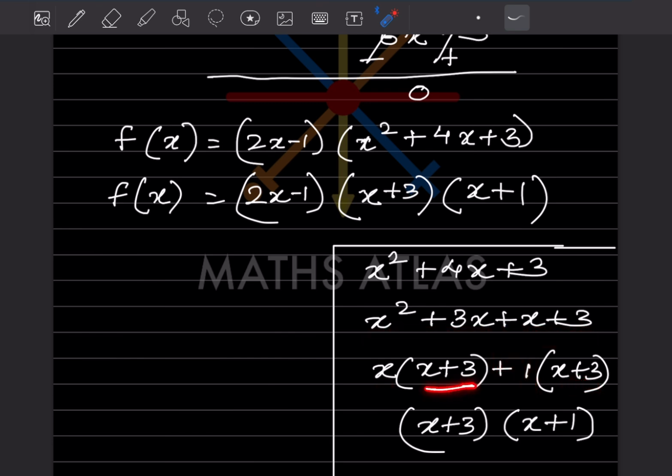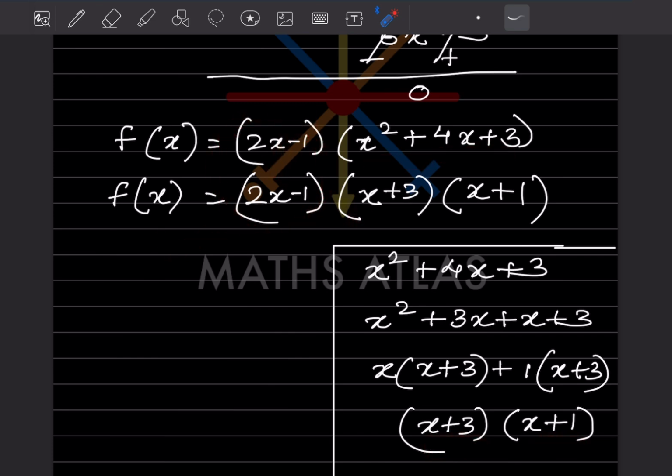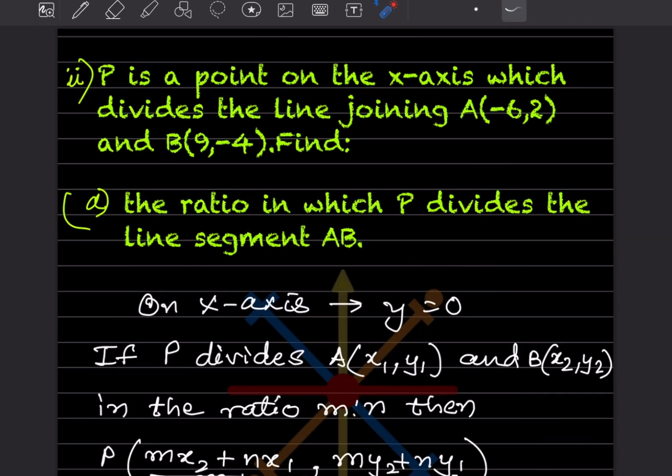So now both the brackets are same, so you will write it only once. This outside you will write in the other bracket. So what are the factors here? x plus 3 and x plus 1. This is already there. So for this one, these are the factors because they asked us to factorize it further. So this is the answer. Let's see the next problem.